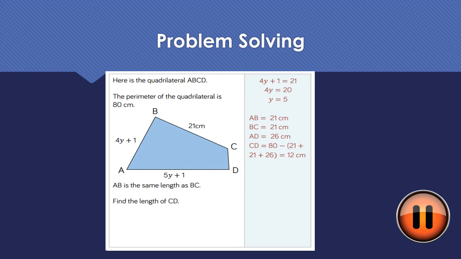Well, we now know that the length AB is 21 centimeters. We know that BC is 21 centimeters, and we know that AD is 26 centimeters. But you'll also remember at the beginning, the original question stated that the perimeter of the quadrilateral was 80 centimeters. So we just need to take away the values that we know from 80, and whatever we have left will be the length that we have left. So 80 minus 21 again minus 26 equals 12 centimeters. So CD has a value of 12 centimeters. Well done if you managed to get that one.